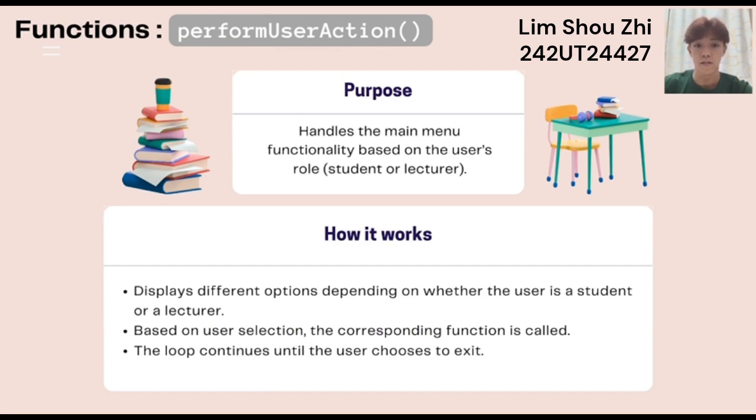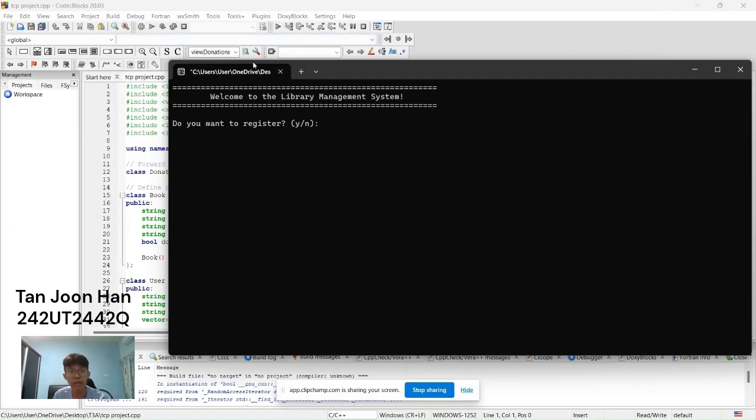For example, the students or lecturers. So it will display different options depending on whether the user is a student or a lecturer. Based on the user selection, the corresponding function is called. The loop continues until the user chooses to exit. Now I will do the demonstration part of our program.